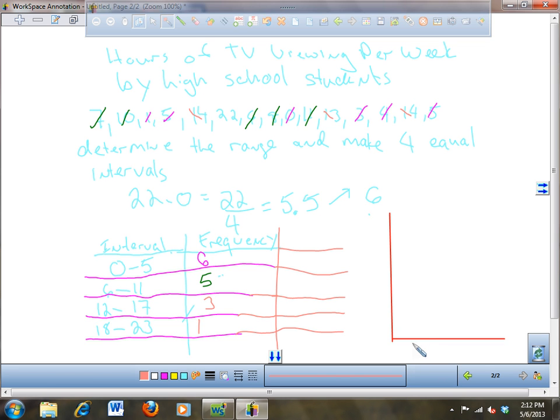Hours of TV watched. Hours watched, we could call this. And this is frequency over here. Frequency. And I'm going to just divide these intervals up just like we did. So here's 0 to 5. And the next one is going to be 6 to 11, and here's 12 to 17, I'm writing kind of small. And then I have 18 to 23.